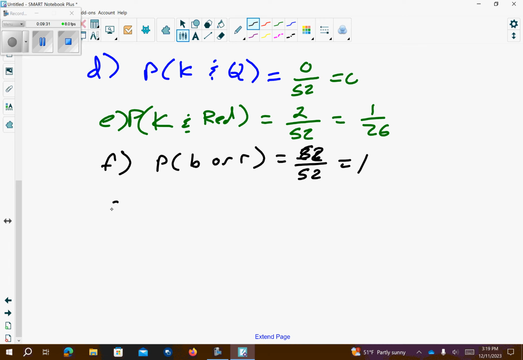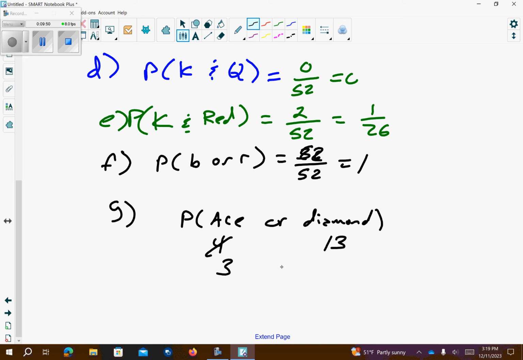And G, getting ace or diamond. Okay, so there are 4 aces. There's 13 diamonds. But we don't want to double count here. I'm only going to use 3 of these aces because I have an ace over here. So that's going to give me 16 out of 52, which is 8 out of 26, which is 4 out of 13. All right, so that takes care of that. Don't worry about the rest of those problems on that page.